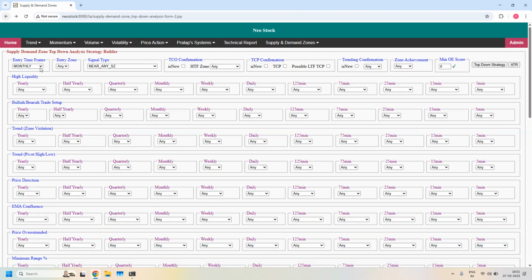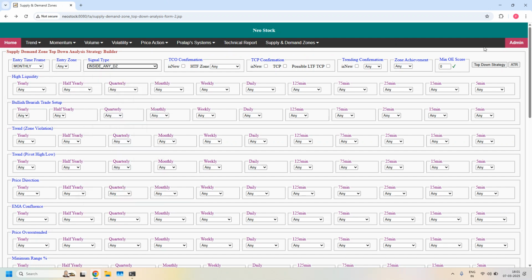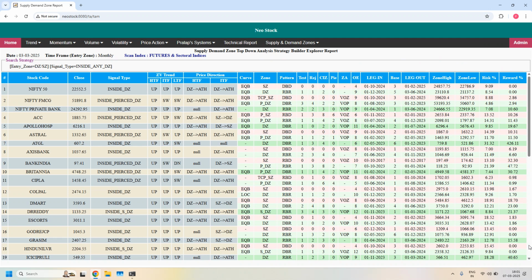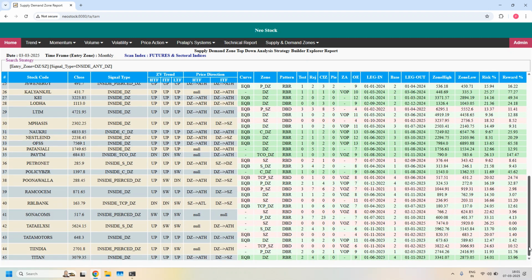Okay, next, monthly time frame. Price closed inside the monthly demand zone. First 19 stocks in the list. I'm scrolling the list down. So total 45 stocks are filtered.